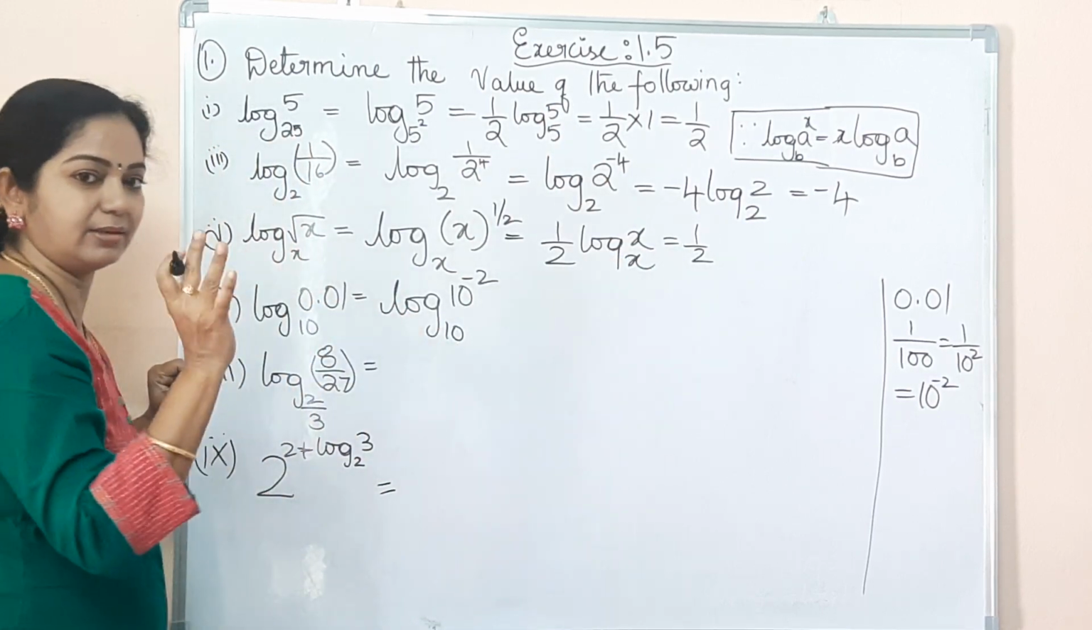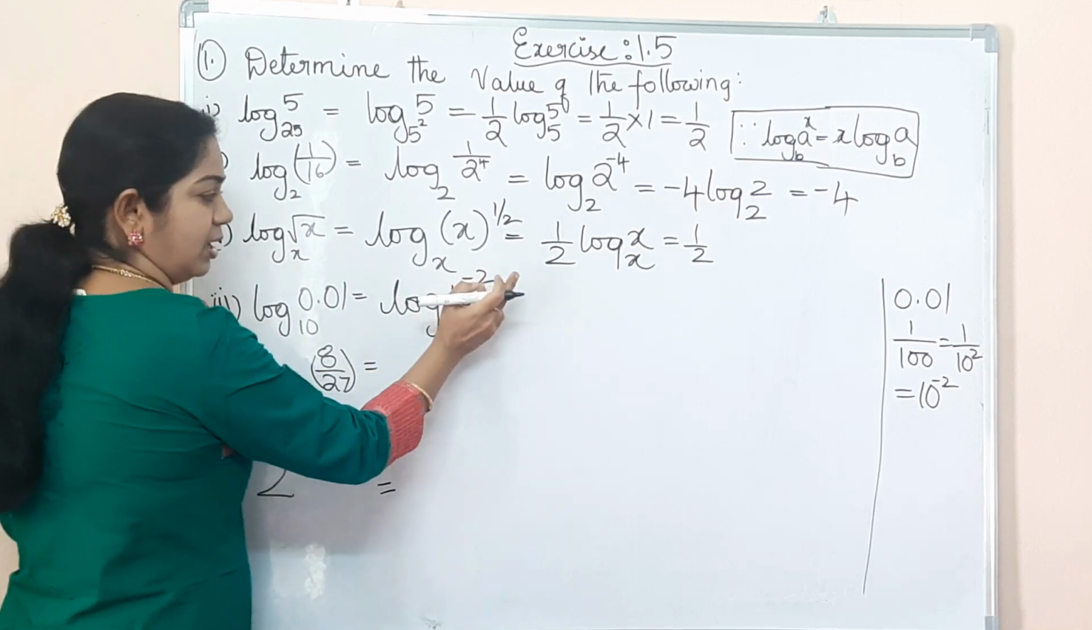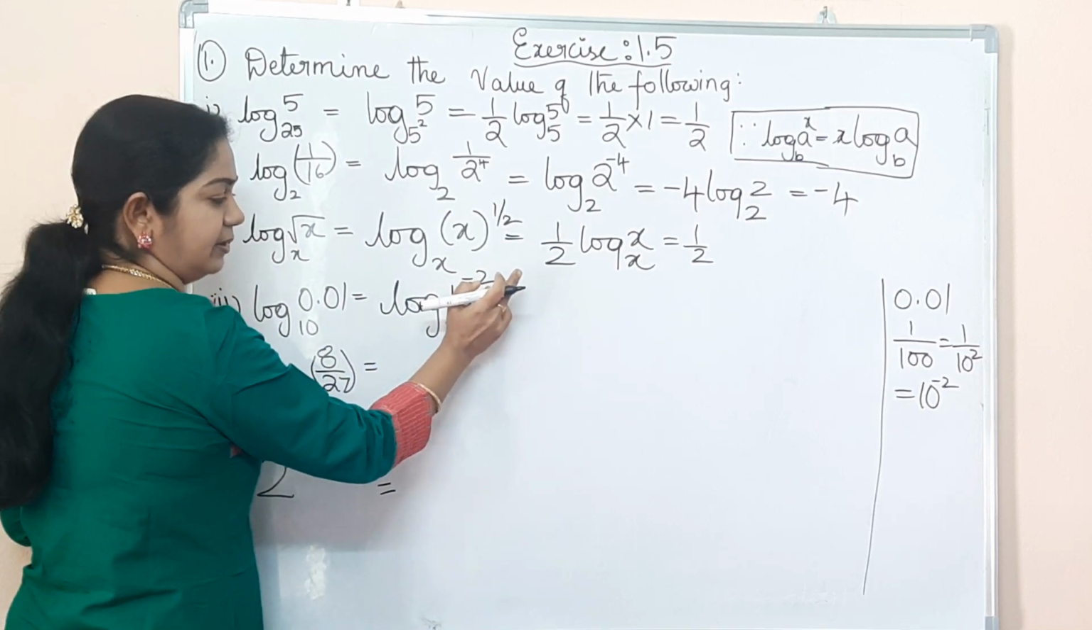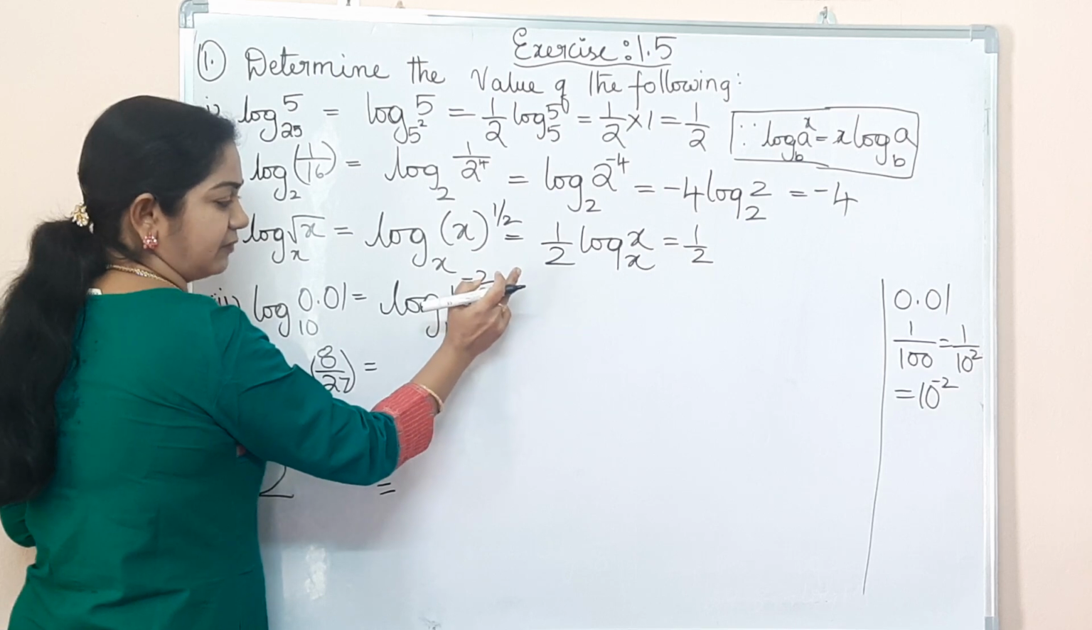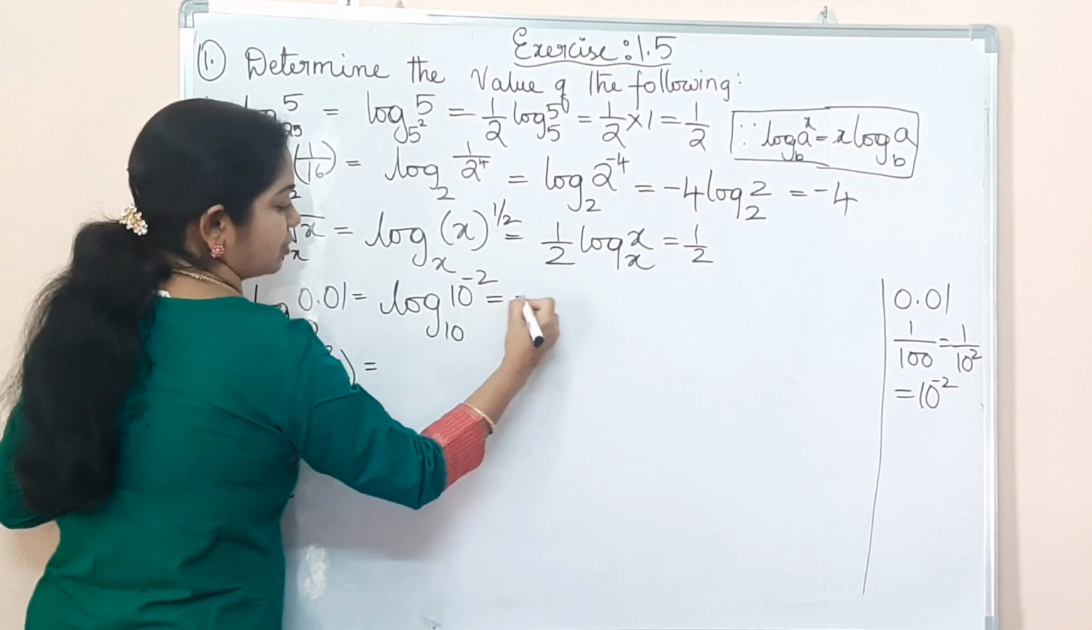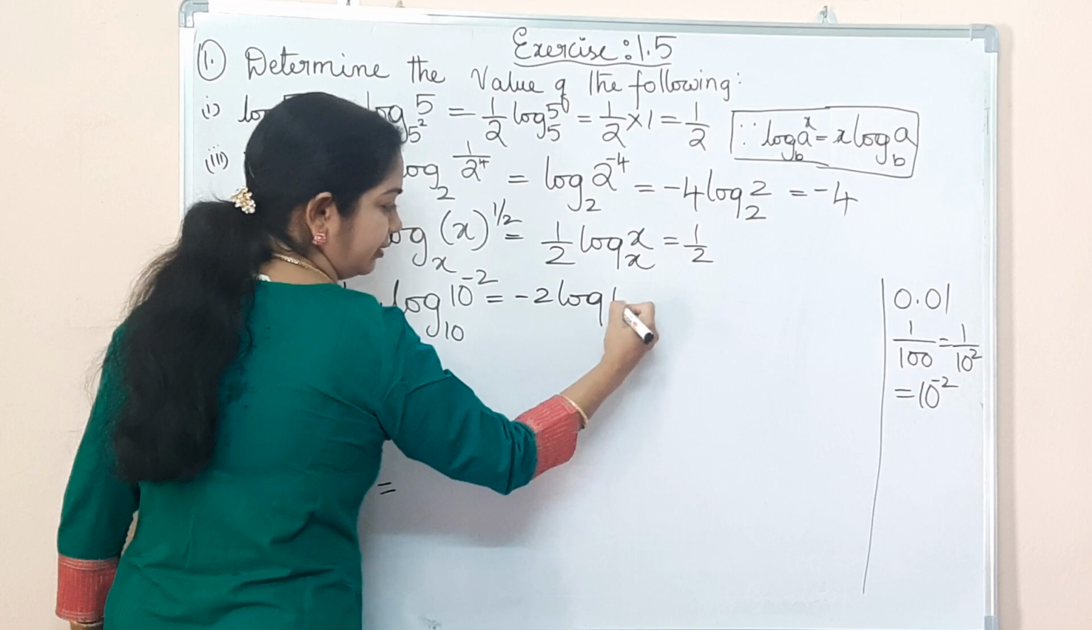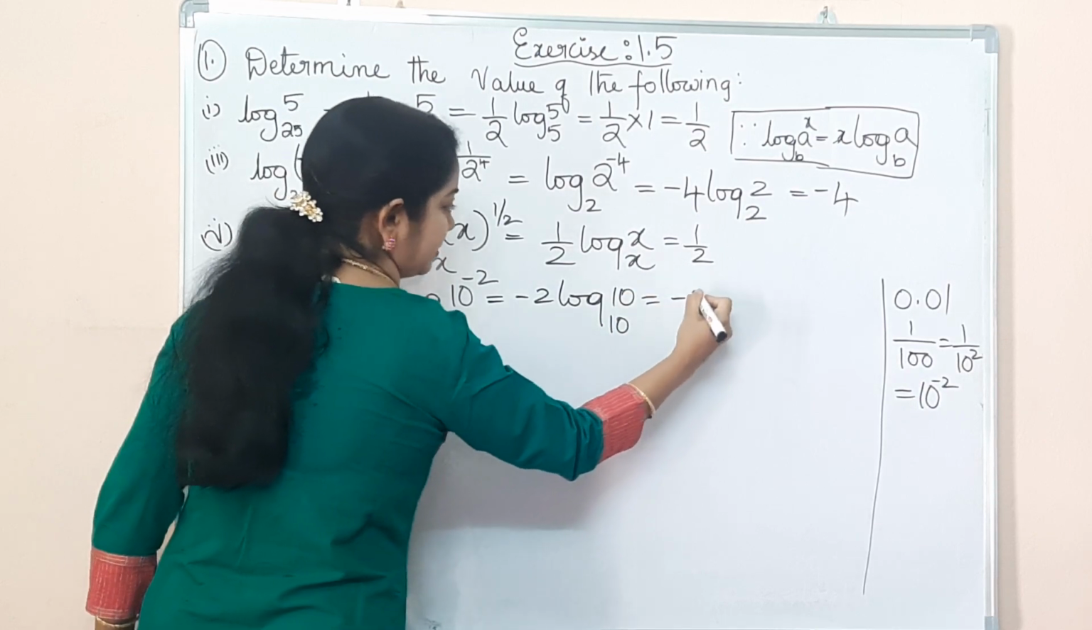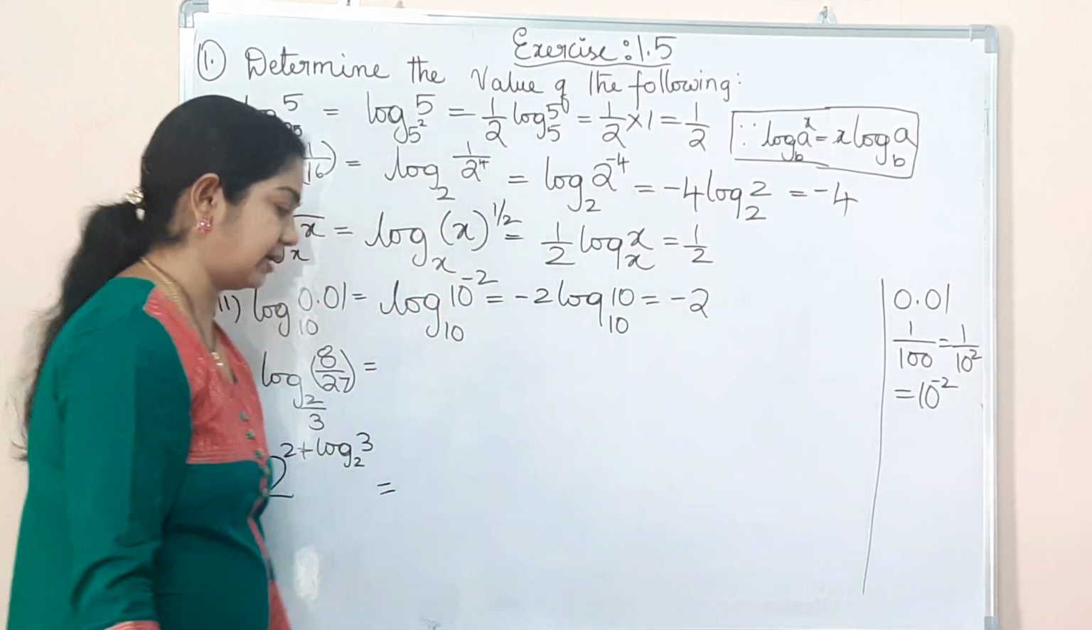So that part will become 1. So, again, the rule, the formula, that is the power rule: that minus 2 comes in front. So minus 2 log 10 base 10 equals minus 2 into 1, that is minus 2.